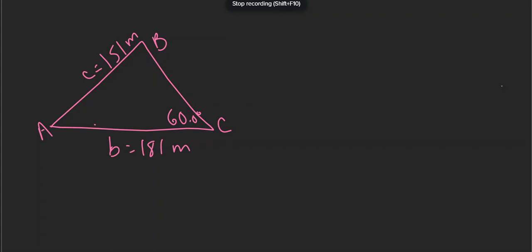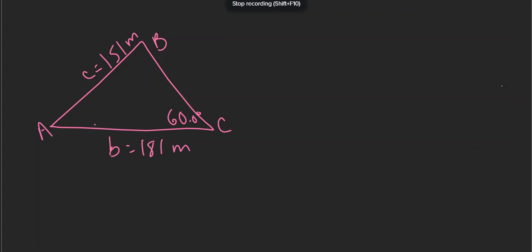One thing to keep in mind is if you're ever given two angles, you will never have an ambiguous case, because if you have two angles, you really know three angles, so there can only be one solution. So the only time you have to think about it being an ambiguous case is if you're only given one angle.